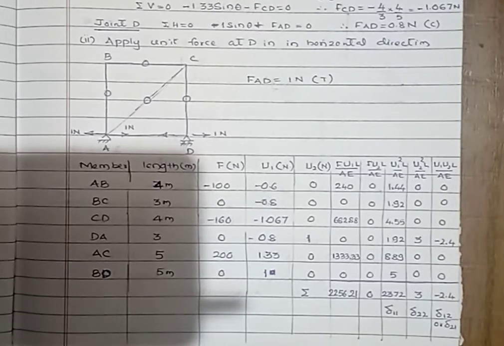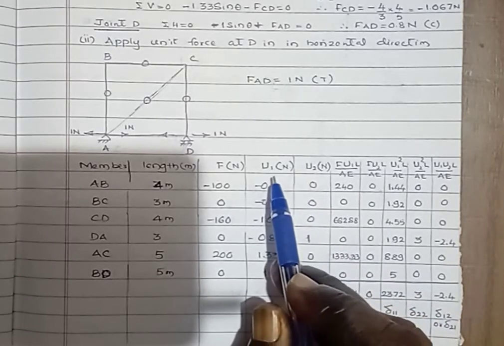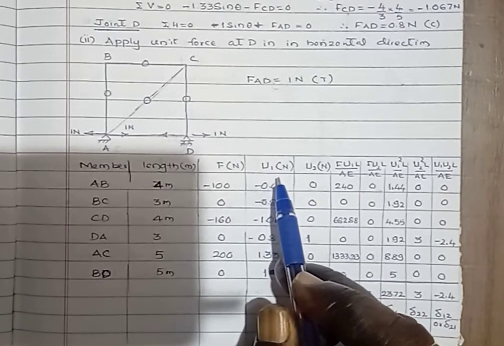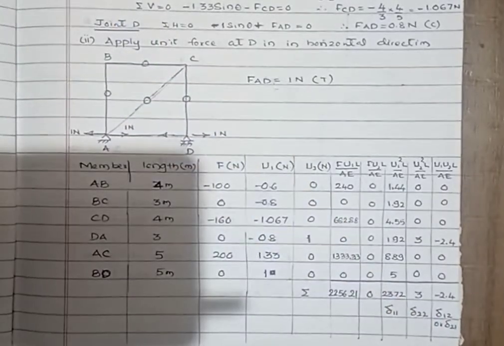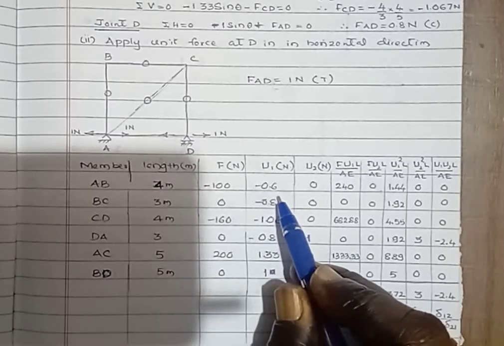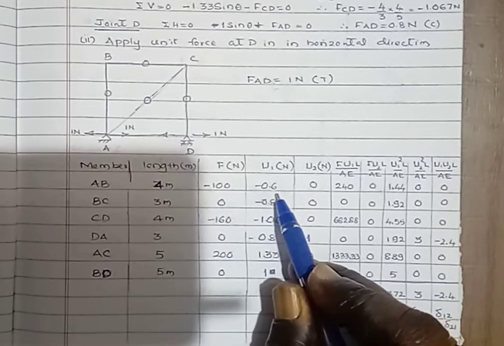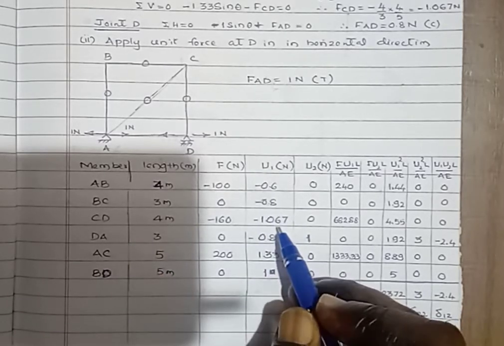Here in the previous drawing we have removed BD as the redundant, and now we find the forces in the members due to the unit load along the diagonal BD. Here these are the values as per the above diagram. The force in the member AB due to the unit load along BD is minus 0.6. In the member BC, that is minus 0.8.